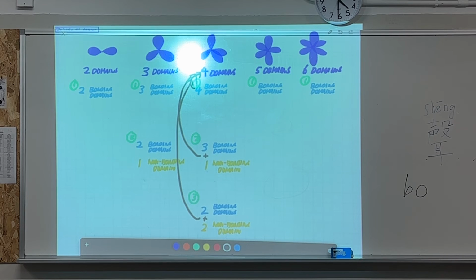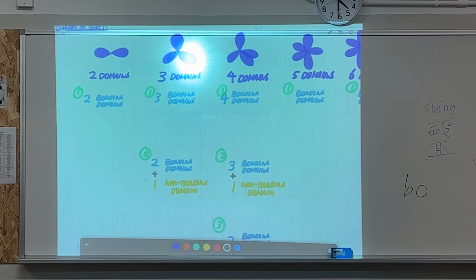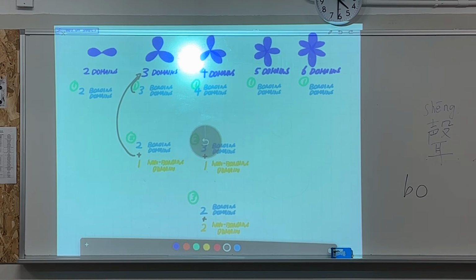And for 3 domains, however many bonding domains and non-bonding domains you have, they must add up to 3, you see? So this is why I put them under 3 domains, 4 domains, 5 domains, and 6 domains. They have to be where they belong. You cannot swap the order. And for 5 and 6 domains, there's only 1 case under each.